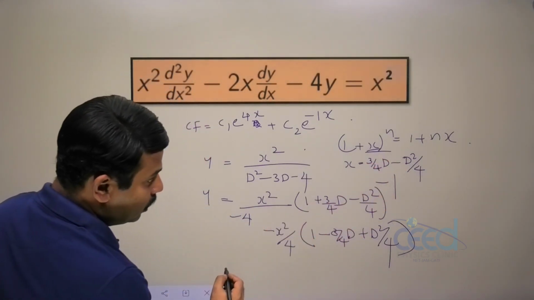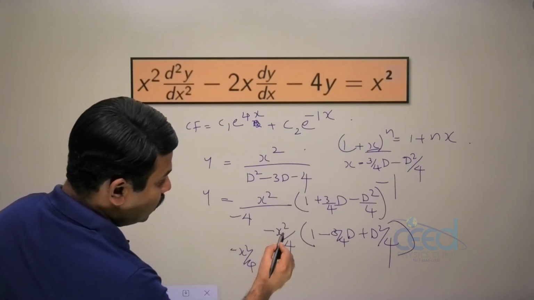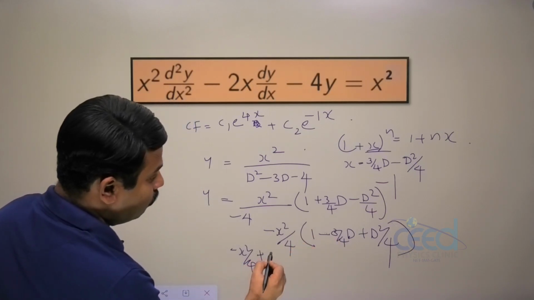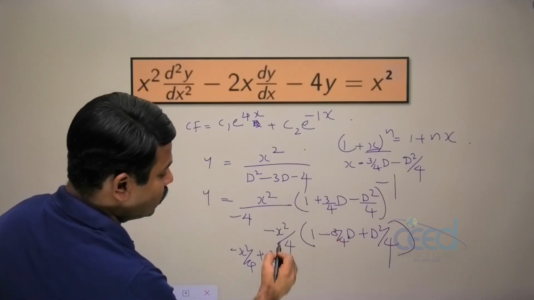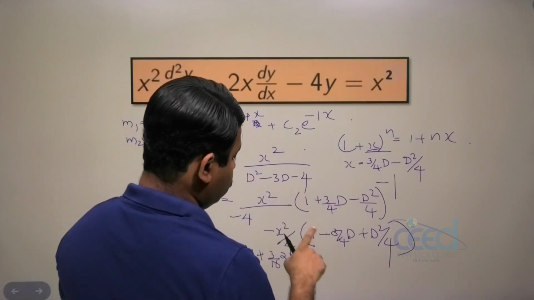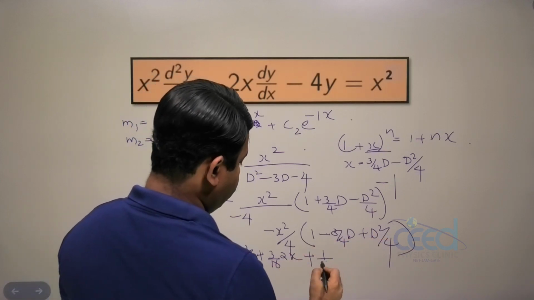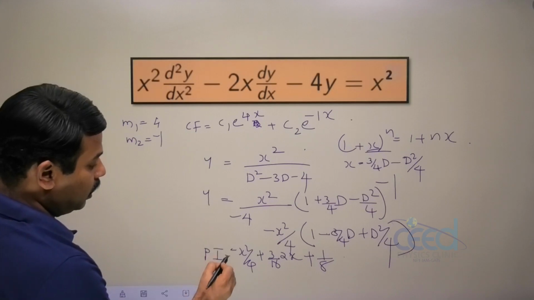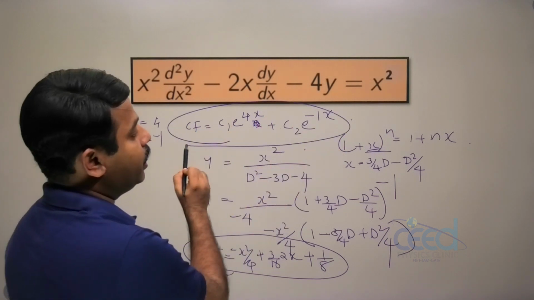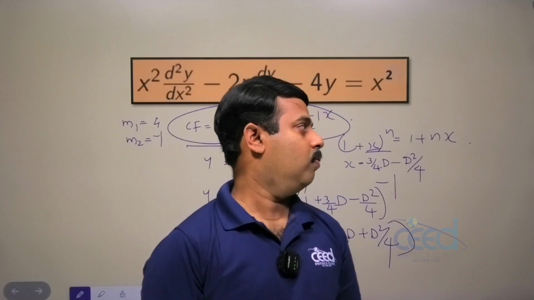Alright. Now we expand it. That is minus x square by 4, then plus 3 by 16 into the differential of x square, that is 2x, and the double differential of x square is 2, then 2 by 16, that is 1 by 8. This is the particular integral, right? Now what is the complete solution? Particular integral plus complementary function gives you the complete solution. Alright.